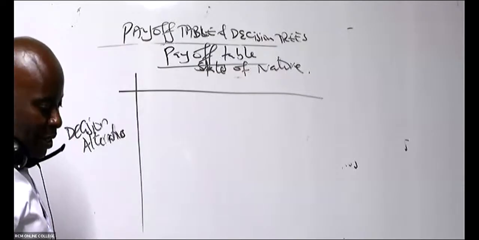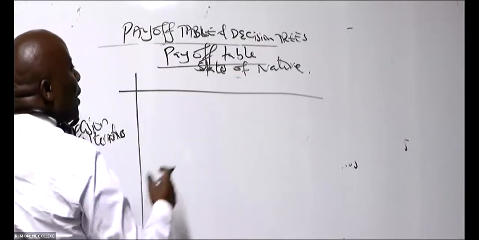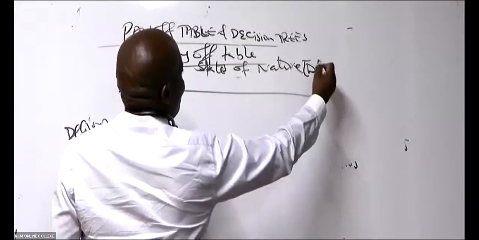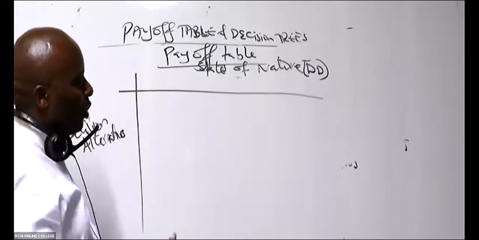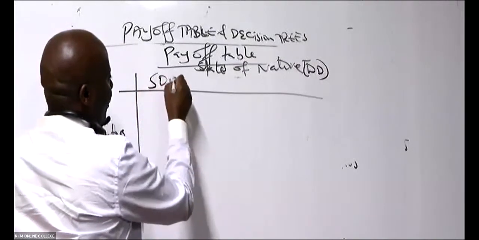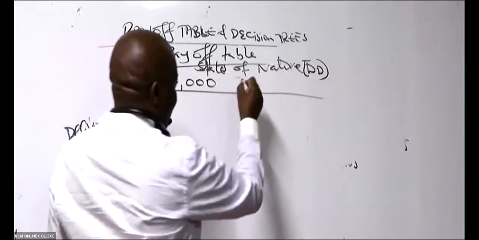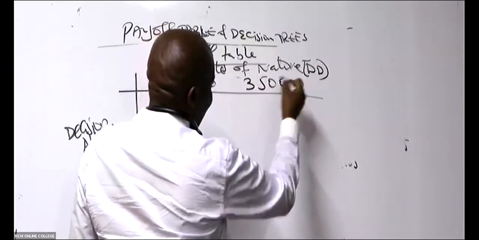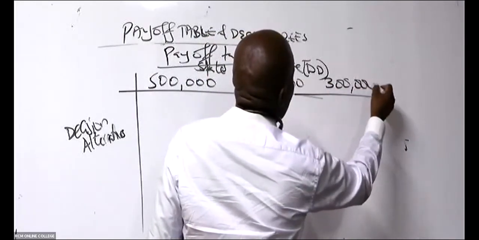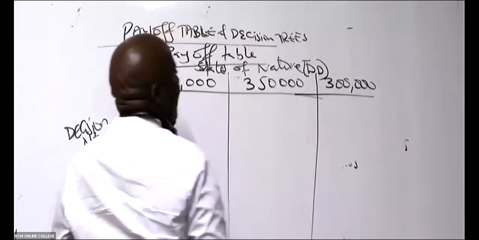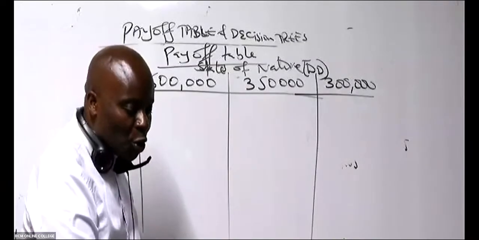So we have three decision alternatives. First of all, the states of nature are probabilistic. What you are seeing there being demanded, which is probabilistic, are our states of nature. So there are three of them. In this case, there is a demand of how many units? 500,000. 350,000. They are probabilistic. And then lastly, what do we have there? 300,000. So the demanded units are probabilistic. Probabilistic events are the ones we take as the states of nature, because states of nature are those uncontrollable.